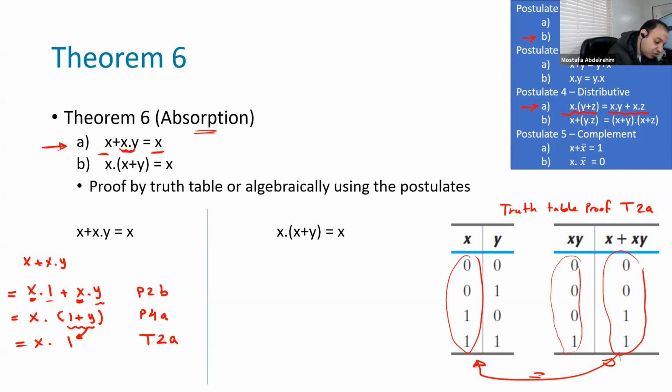And now if we look at the postulates, from postulate 2, 1 dot x is equal to x. That's the case here. So this is equal to x. This is postulate 2b. So yes, we proved that x or x dot y, which is really weird, is equal to x, because y just vanished.